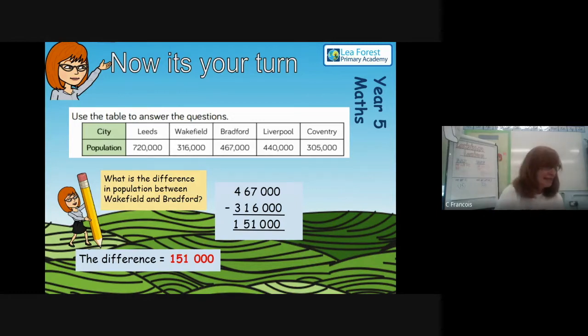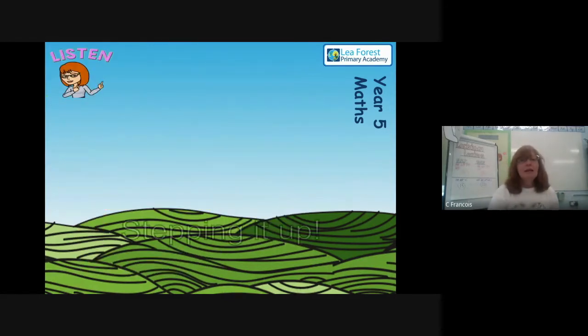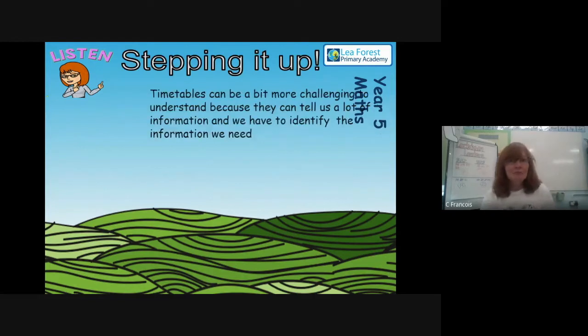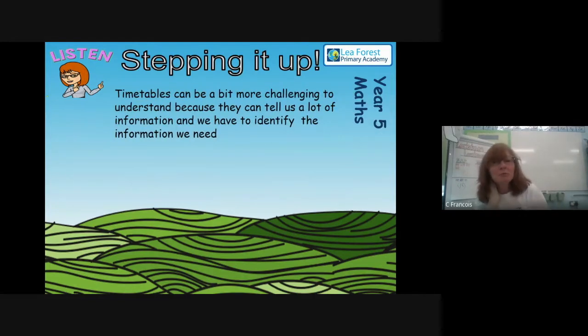So we can clearly see how we can find differences when we use tables, but we're stepping it up now. Timetables can be a bit more challenging to understand because they tell us a lot of information and we have to identify the information that we need.